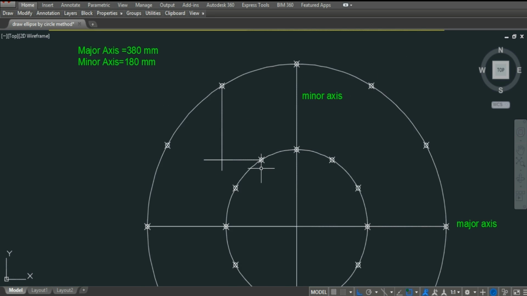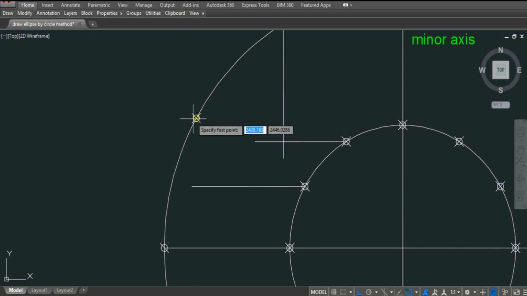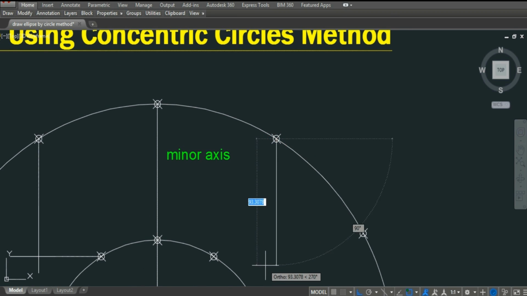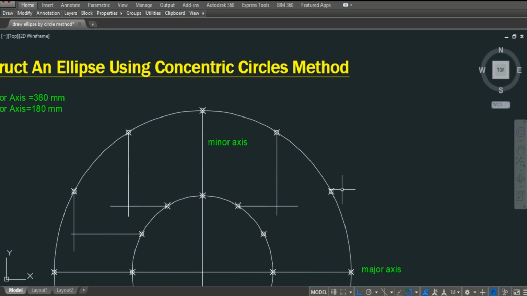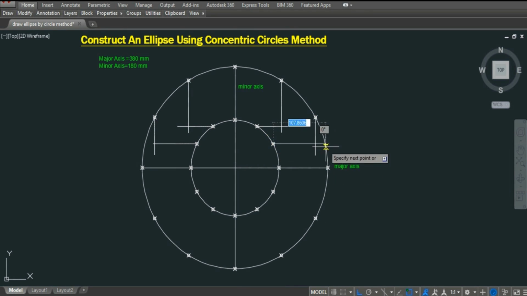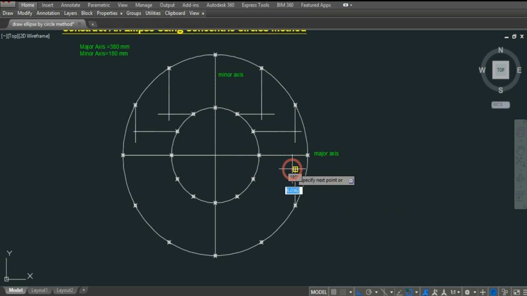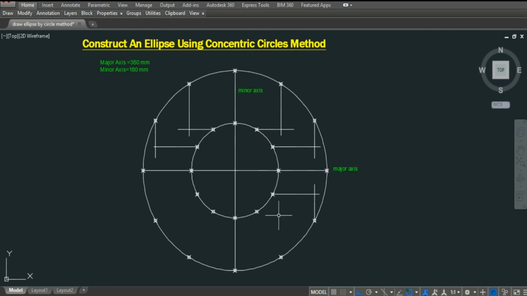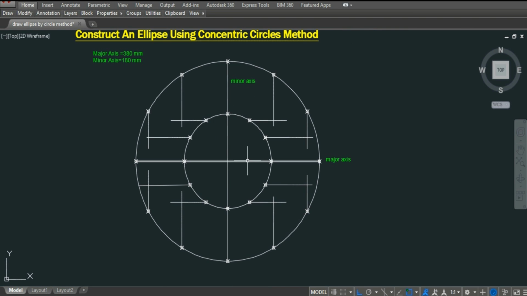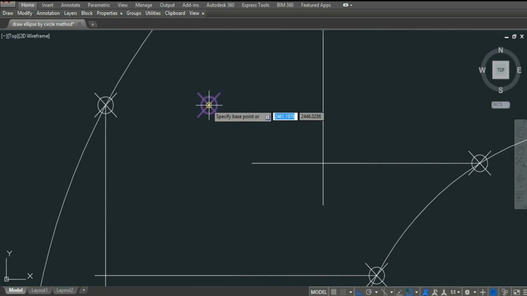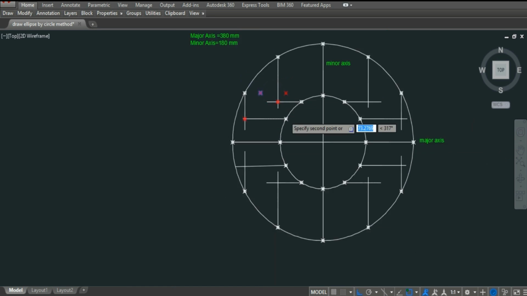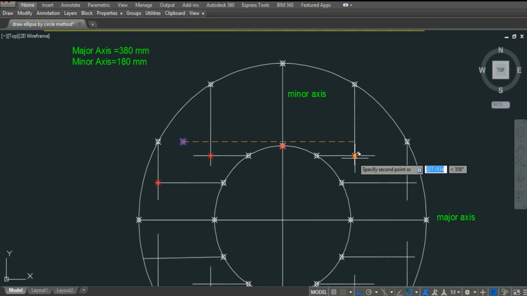Draw a vertical line down from each point where the lines meet the outer circle, and draw a horizontal line across where the lines meet the smaller circle. Mark the points where the horizontal and vertical lines meet.